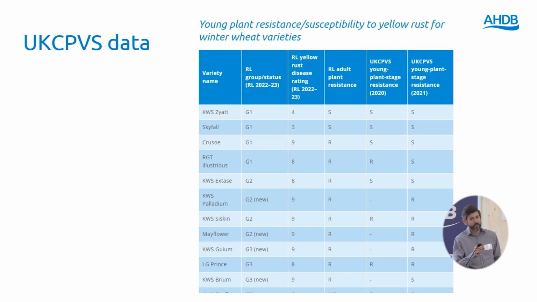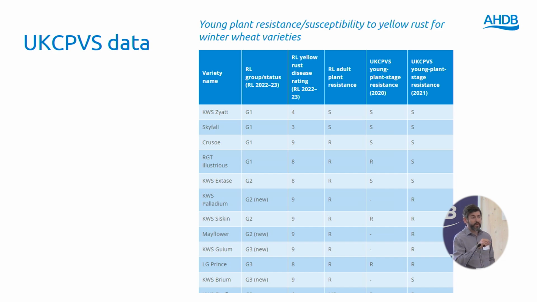So the classification of young plant resistance is based initially on the UKCPVS growth room experiments that Hugh was describing there. And here we've got the table from the 2022-2023 RL, just to take you through how the process works. So here we've got the varieties ordered by the UKFM group, and then you've also got the adult resistance rating, the numerical value, and then its adult plant categorization of being susceptible or resistant. And the final two columns show the young plant resistance as classified from the UKCPVS growth room experiments. And that was in 2020 and 2021, which fed into that edition of the RL.